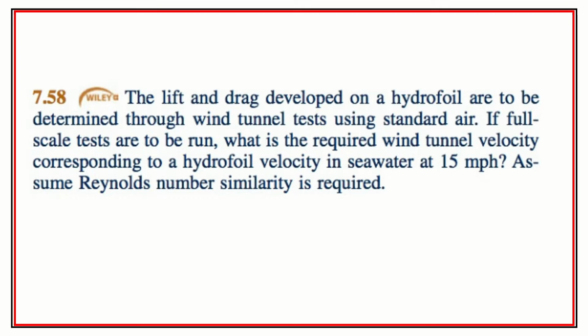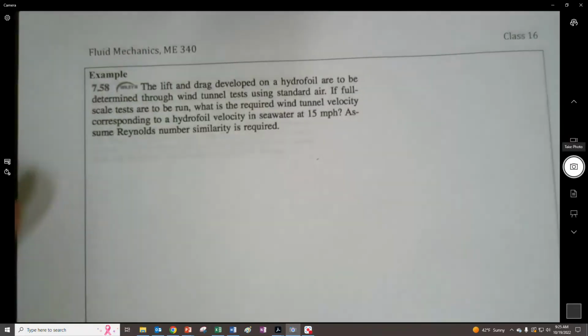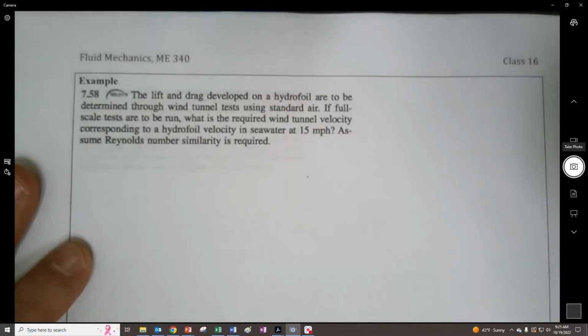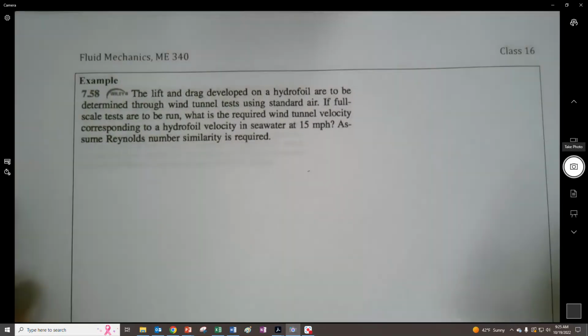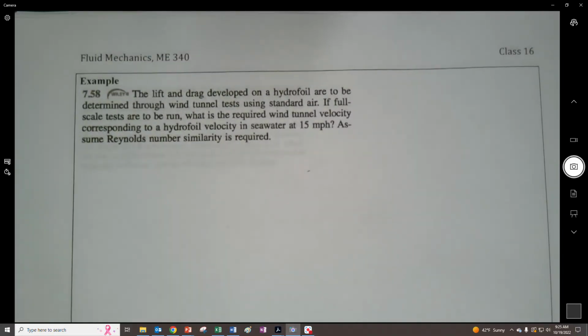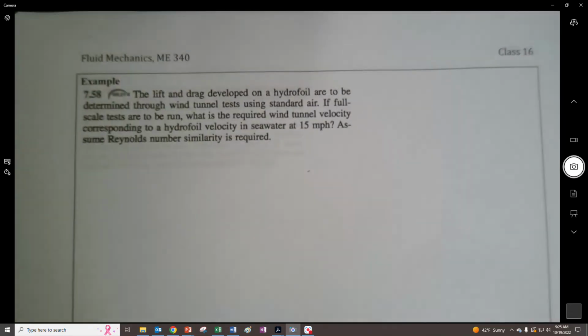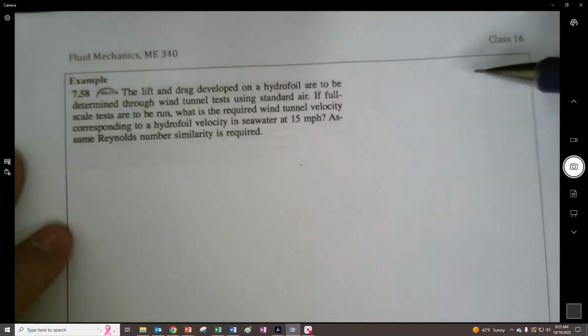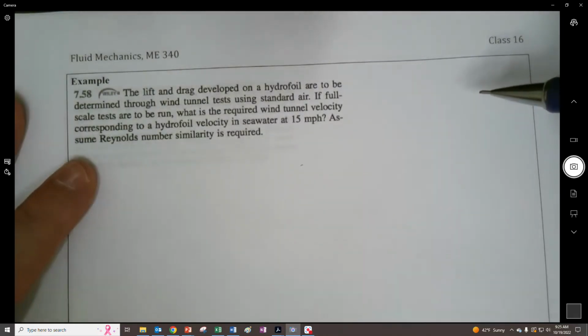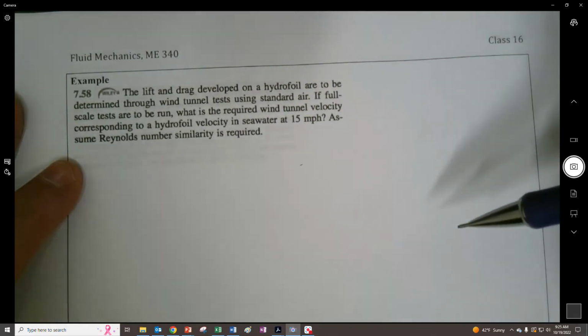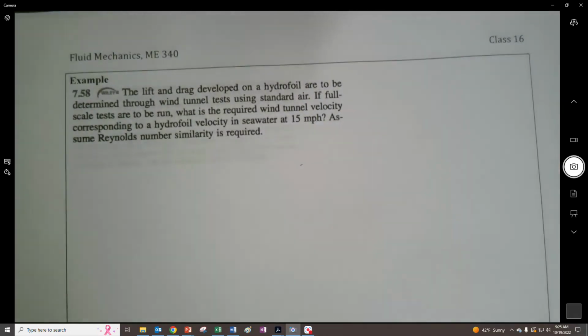So here's our first problem, trying to apply some of these ideas. We have a hydrofoil, which obviously is supposed to work in water, and usually it'll be in seawater. And for some reason, we're going to use a wind tunnel. So I guess we're going to put the thing upside down, maybe. I don't know what we're going to do. Somehow we're going to test out the foil part of it, the lift and the drag.